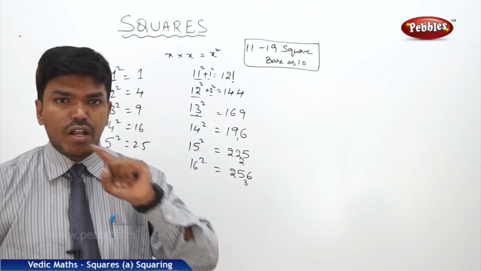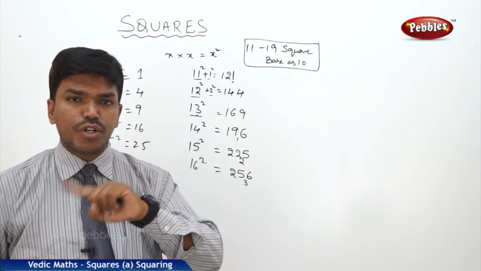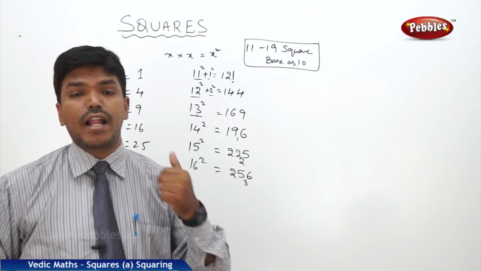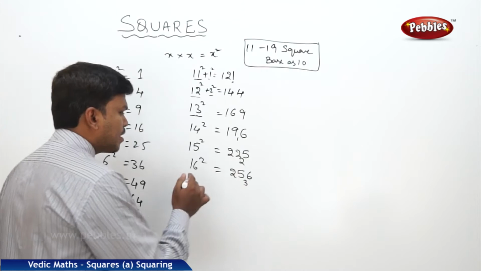Drop 6, carry 1. Now 14 plus excess number 4, 18. Plus 1, 19. Like that we need to do. Now similarly you try the remaining.